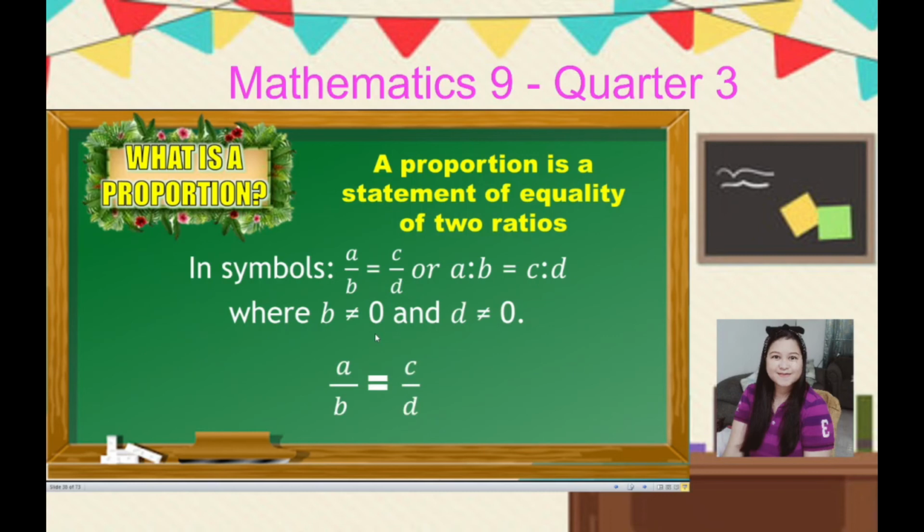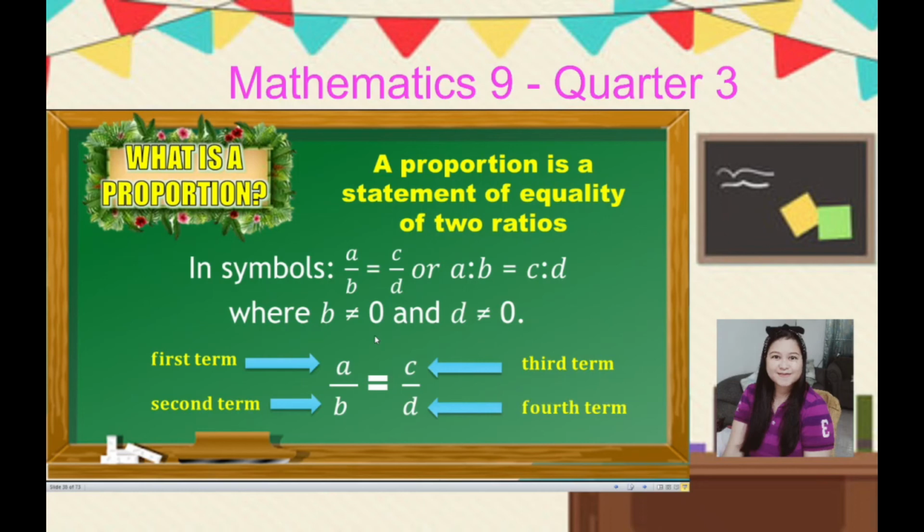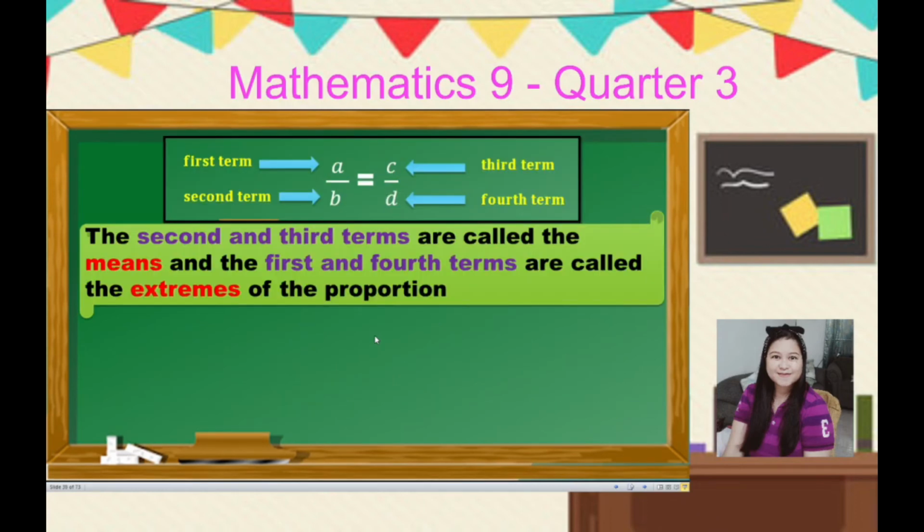So in the proportion A over B is equal to C over D, A is our first term, B is our second term, and C is our third term. Lastly, D is our fourth term. So the second and the third terms are called the means, and the first and the fourth terms are called the extremes of the proportion. So therefore, yung B and C natin dito ay yun yung tinatawag nating means, and then A and D, yun yung tinatawag nating extremes of our proportion.